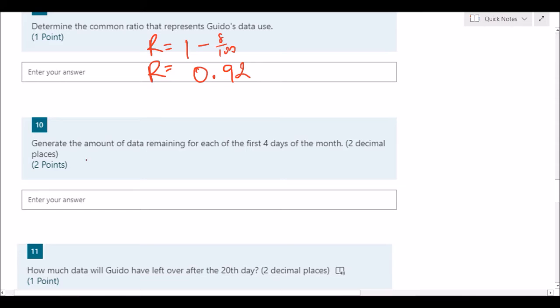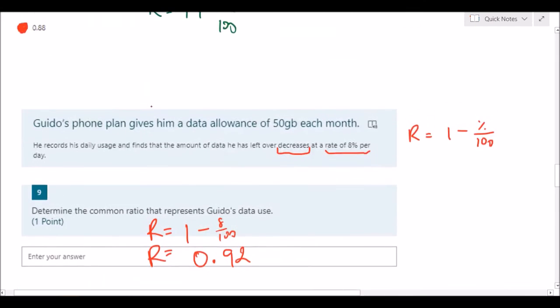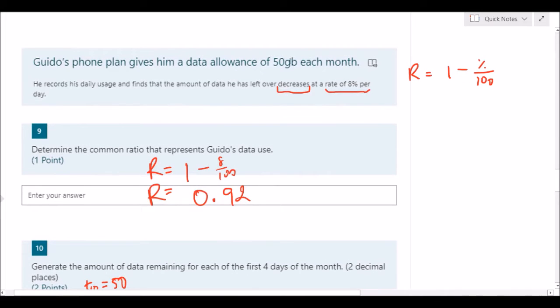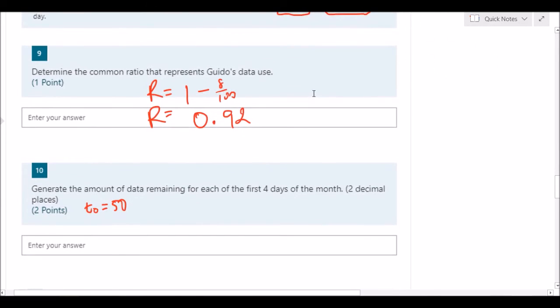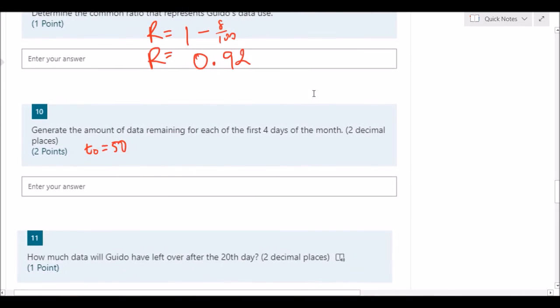So that means the starting term is 50, and how do I know that? Well, read the question. It doesn't say that 50 gigabytes was the start, or that was the first day. The question is saying he's measuring how much he has left over. So after day one, obviously you'll be using some of your data. Okay, so at day one or T1, remember to get the next term you're multiplying by 0.92. So it's going to be 50 times 0.92.